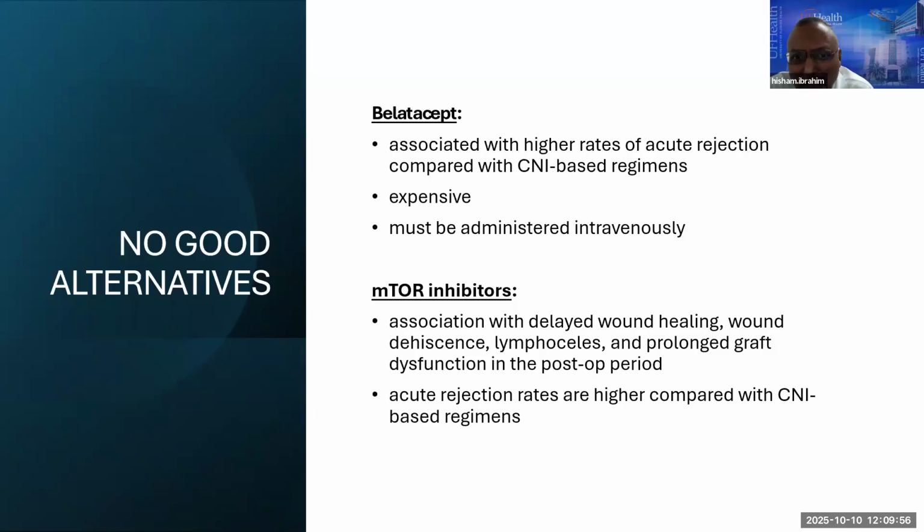So belatacept is kind of reserved for those patients who have evidence of severe atherosclerosis and have severe donor disease. Those are the cases, or patients who are unable to tolerate CNIs for whatever reason or have compliance problems. These are the patients that we will give belatacept to. mTOR inhibitors, actually, there was a lot of hope when they came around. Unfortunately, they're nephrotoxic in their own right. They cause podocyte injury and podocyte effacement and proteinuria.